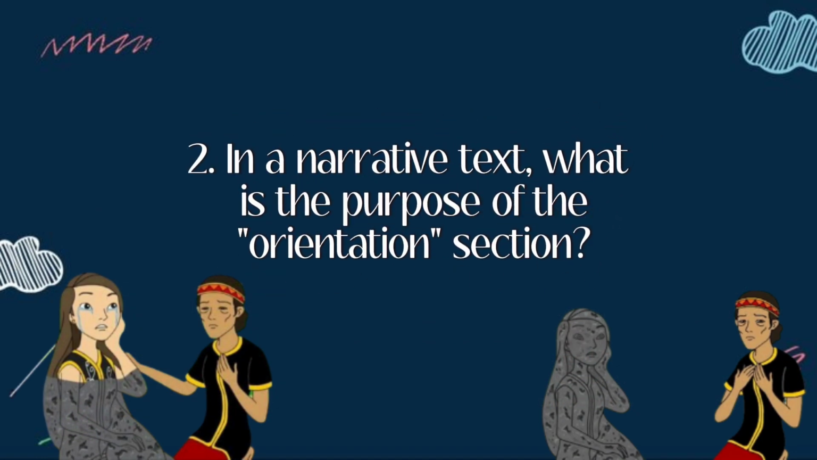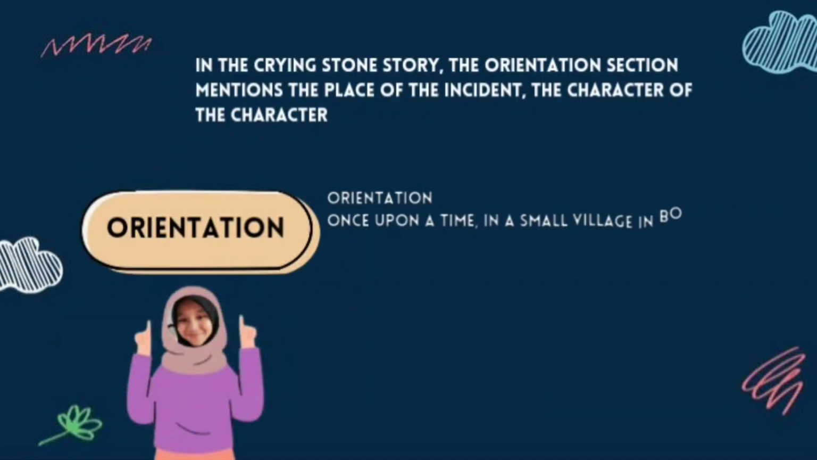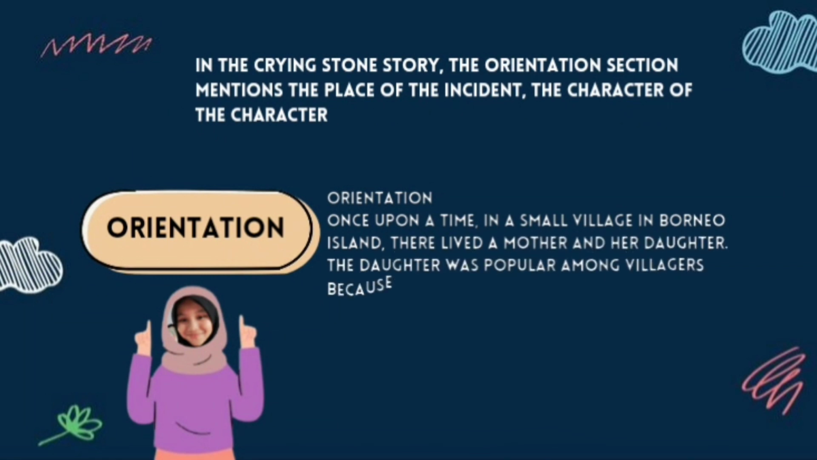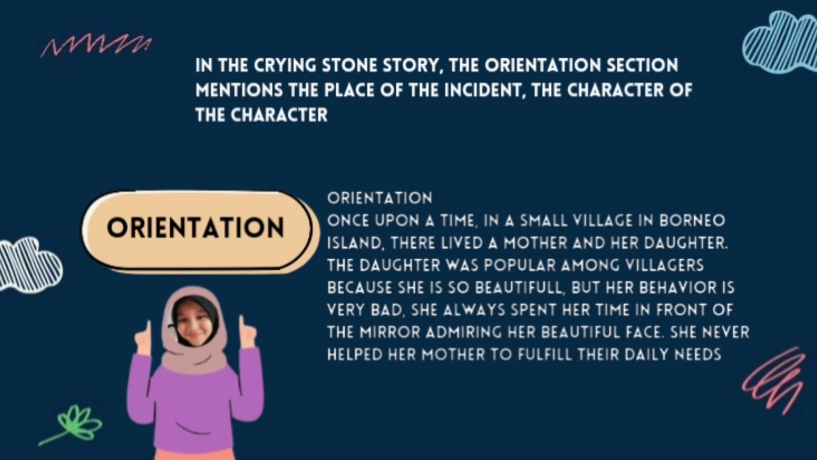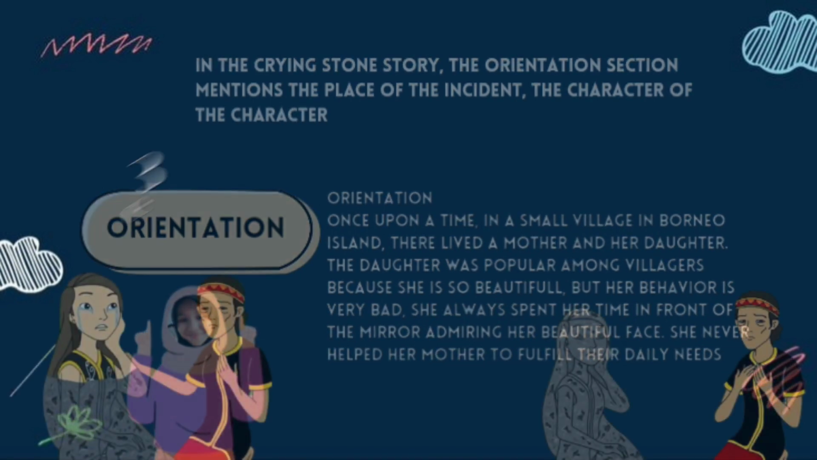Number 2. In a narrative text, what is the purpose of the orientation section? In the Crying Stone story, the orientation section mentions the place of the incident and the characters.